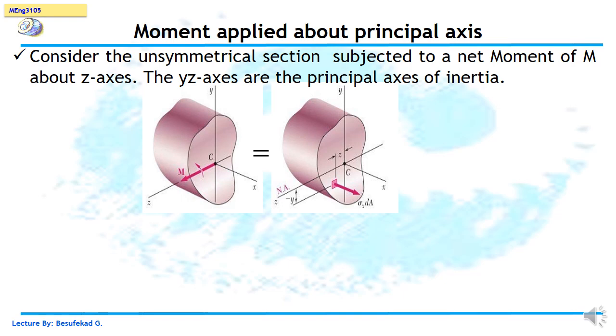Now I usually put M on what? On one of the principal centroidal axes, right? Don't forget x, y, z are principal centroidal axes. And intentionally I put M, which is a couple, along one of the principal centroidal axes. In this case, I put M along the z direction.